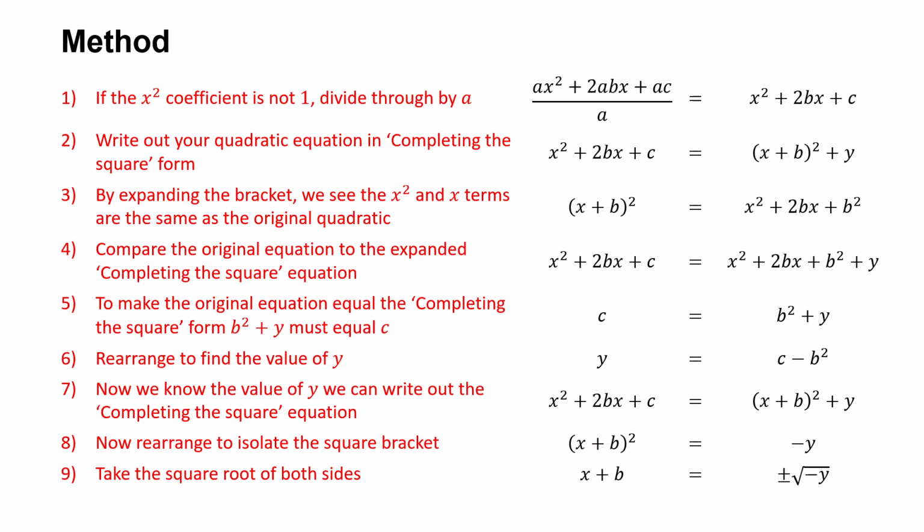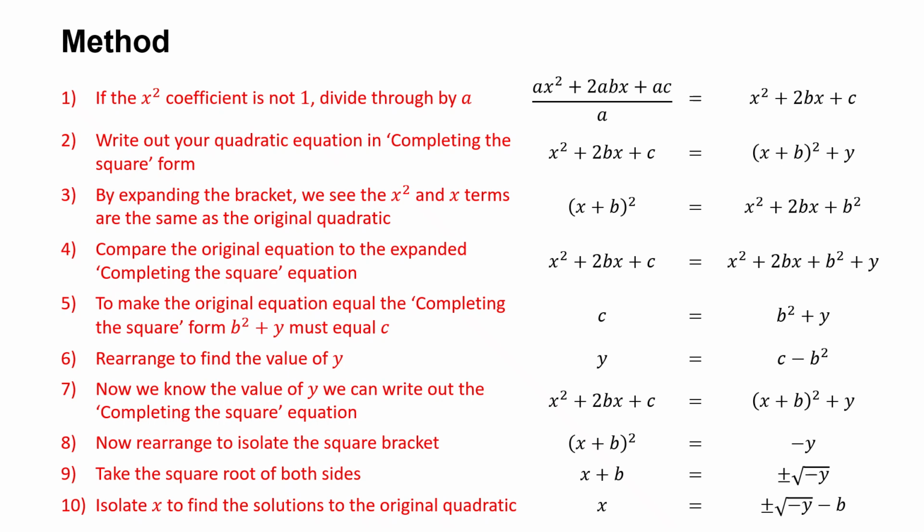So now to solve for x, the last step is to move this b term across. So we're going to have that x is equal to plus or minus the square root of minus y, minus b. So our two answers for x are going to be plus the square root of minus y minus b, and minus the square root of minus y minus b.